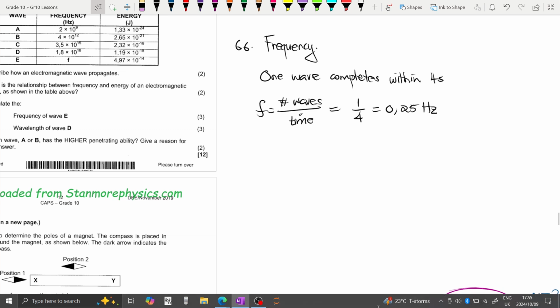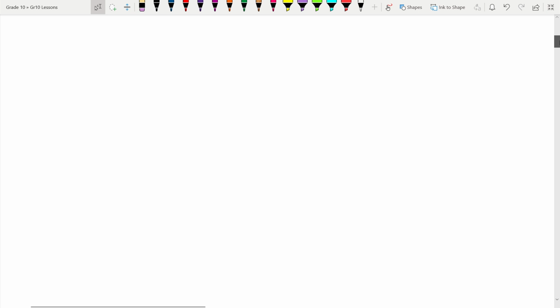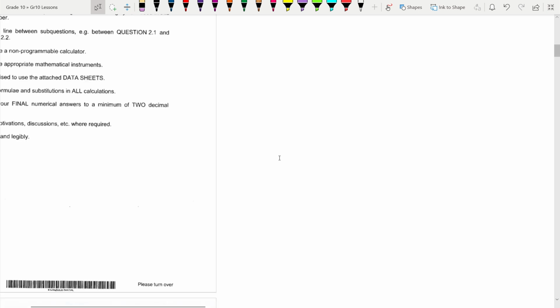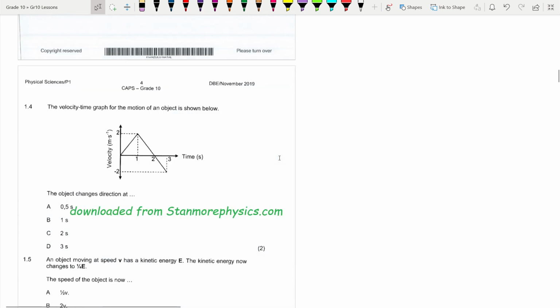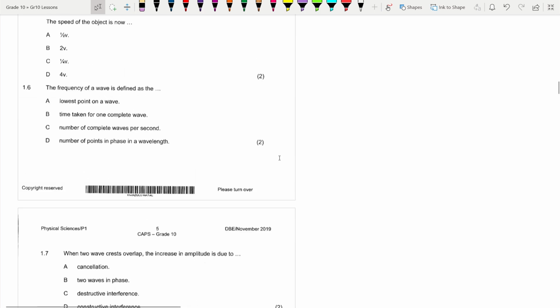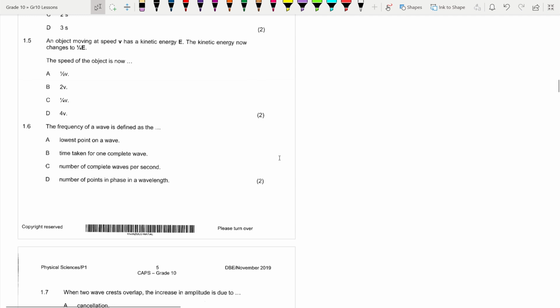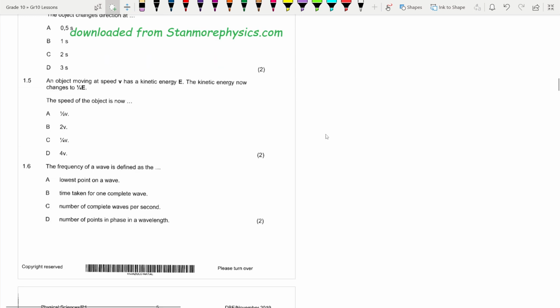All right. I want to go to multiple choice, if I have multiple choice here, and see the kind of question they have for energy in this question paper. Let's see. Do they have energy? Yeah, they do. They say in 1.5 that an object moving at speed v has kinetic energy E. The kinetic energy now changes to a quarter of E. Okay, there are those kinds of questions again.